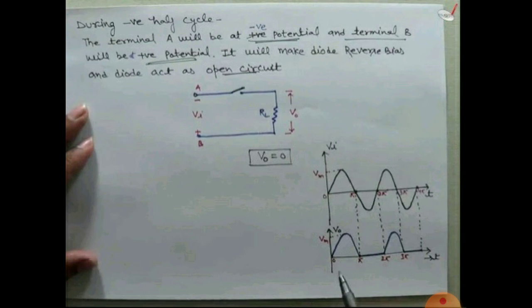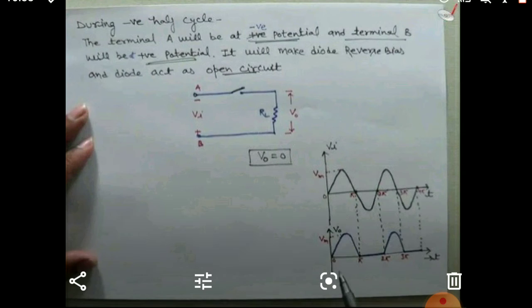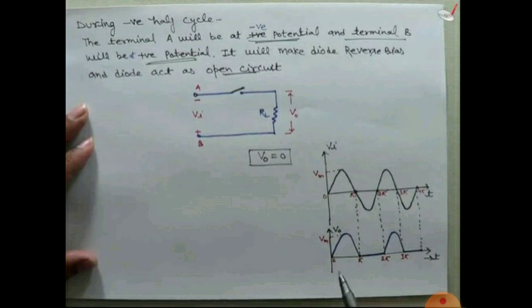Next, during the negative half cycle, terminal A is at negative potential and terminal B is at positive potential. Hence the diode's anode is connected to negative and its cathode to positive. The diode is in reverse bias mode and acts as an open circuit, so no current reaches the load resistance RL, and the output voltage V0 is equal to 0 volts.